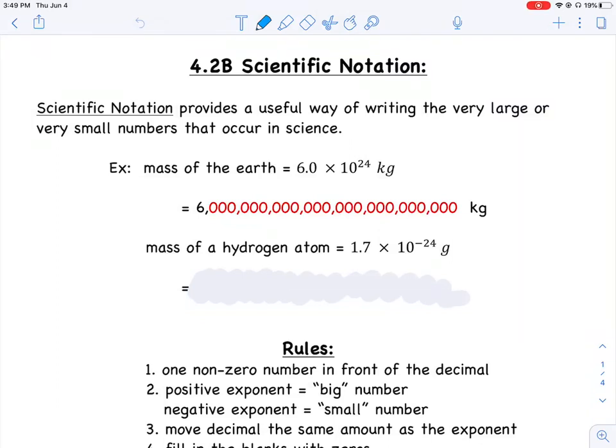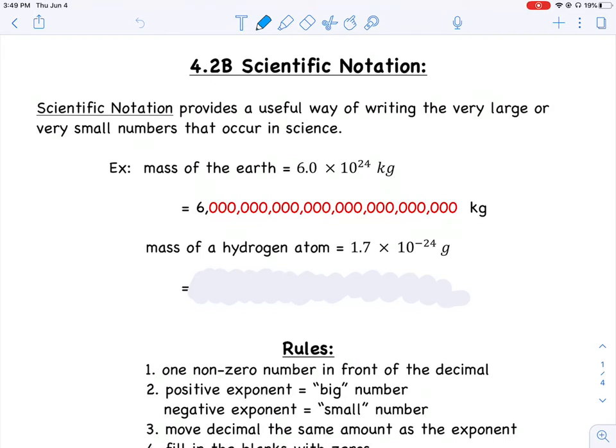All right, our second little part of chapter 4.2, 4.2b, is all about scientific notation. Scientific notation provides us a useful way of writing really big numbers or really small numbers in an easier fashion. For example, the mass of the Earth is 6 times 10 to the 24th power. That's multiplying 6 by 10 24 times.